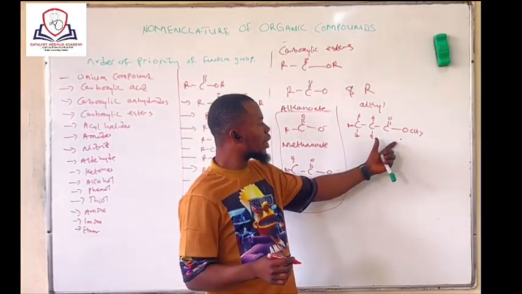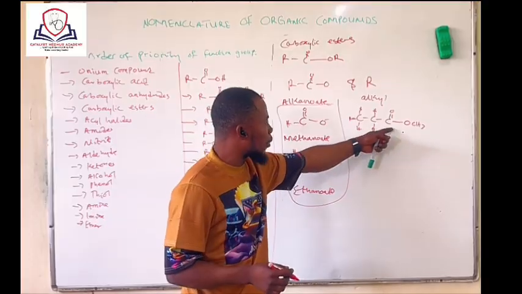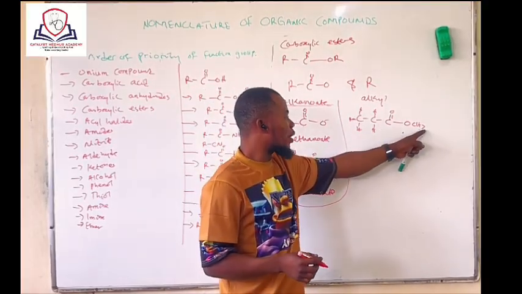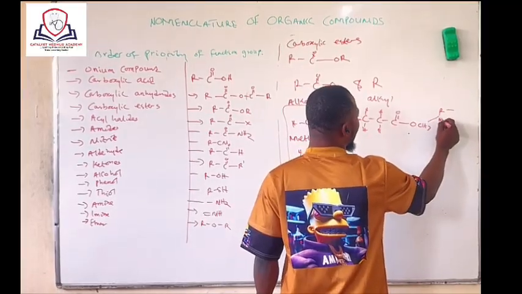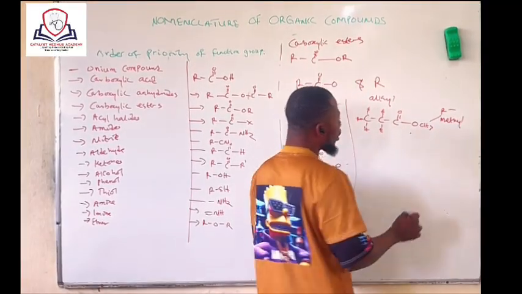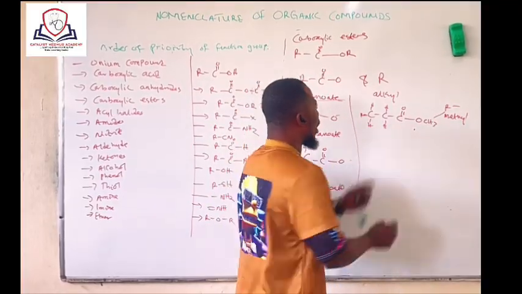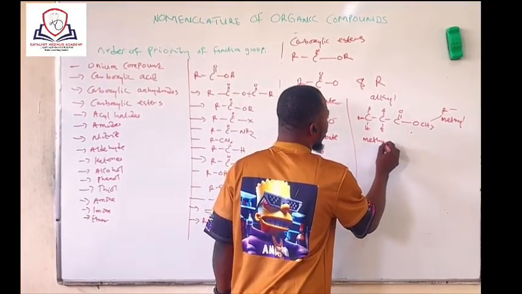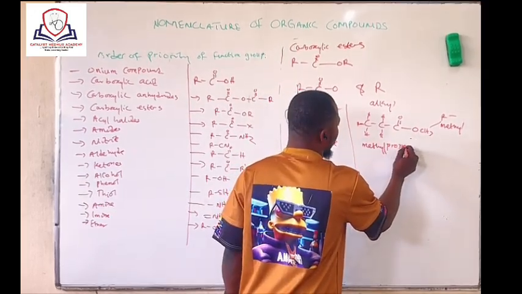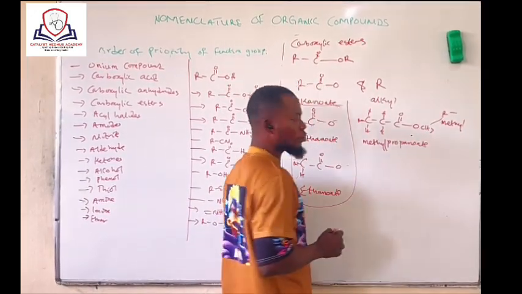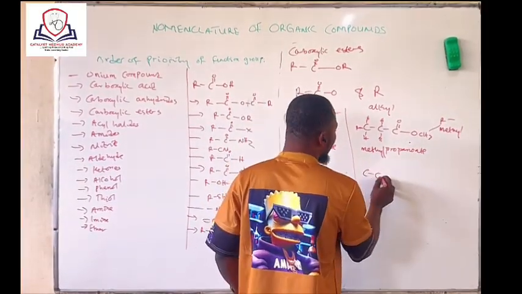Now, if you have something like this, you can see that this is a carboxylic ester because all this part here is our acyl part and this is our R part. If you check here, our R part is what? Carbon number 1 is methyl. And we said we must mention the R part first before the acyl part. So here we'll have methyl, 1, 2, 3, carbon number 3, propanoate. Mention your R part first before the acyl part.